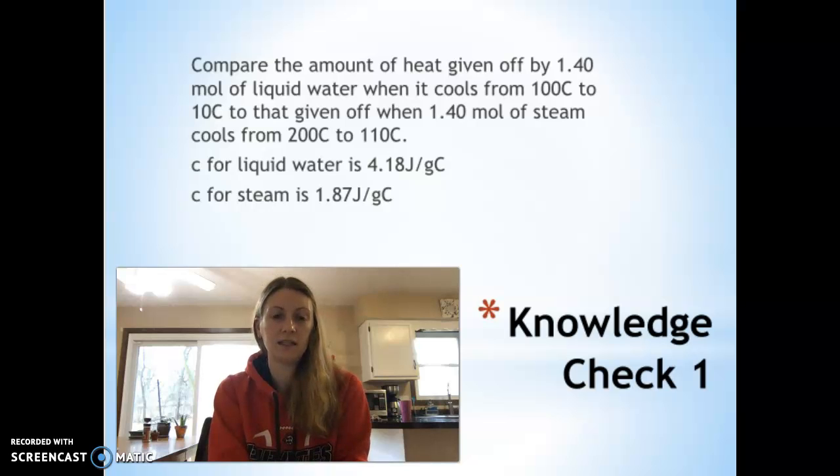So the C for liquid water, or the specific heat for liquid water, is 4.18 joules per gram degree C. And the specific heat for steam is 1.87 joules per gram degree C.